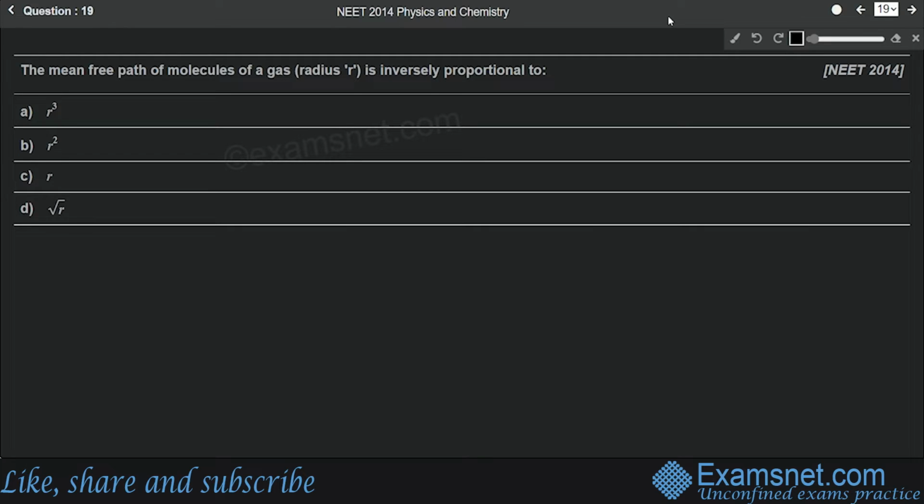Question number 19 is from the chapter Kinetic Theory, and the question is, the mean free path of molecules of a gas of radius small r is inversely proportional to. Okay, so we know that the mean free path lambda is equal to 1 by root 2 pi d square n, where d is the diameter. Okay, so diameter can be written as 2 times the radius, so d square will be equal to 4r square. Okay, so let's put this value, 1 by 4 root 2 pi r square n.